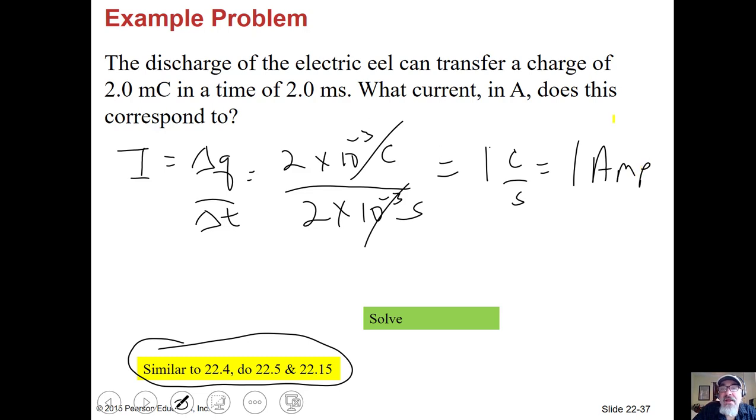Okay, so that's a lot of current. So don't get stung by an electric eel. That's a lot. 50 milliamps, if it goes across your heart, is enough to kill you. So this 1 amp is a lot.